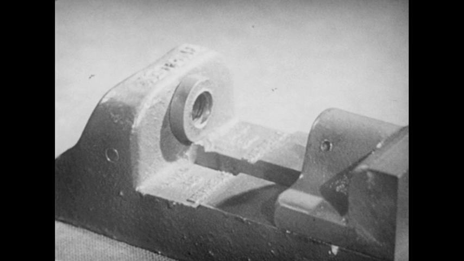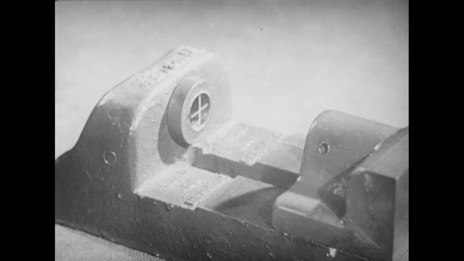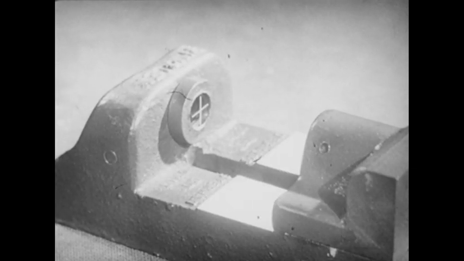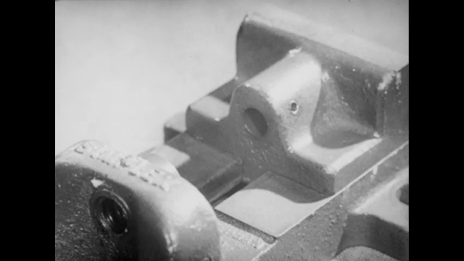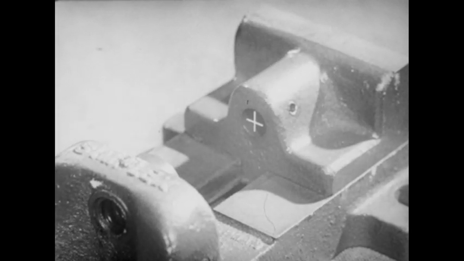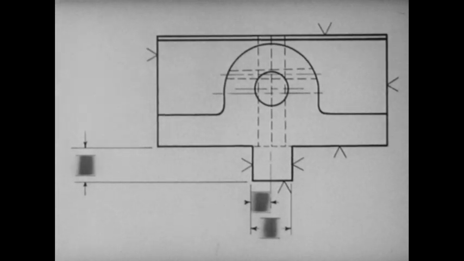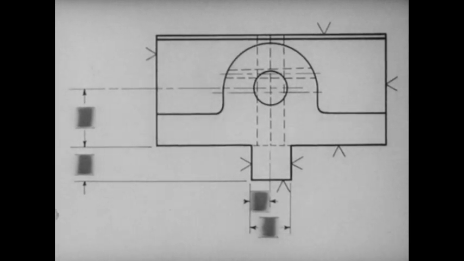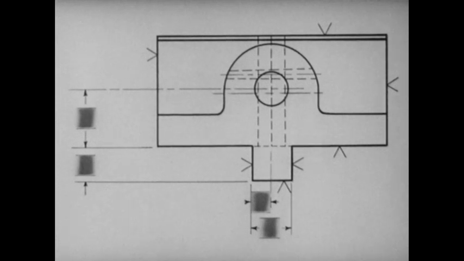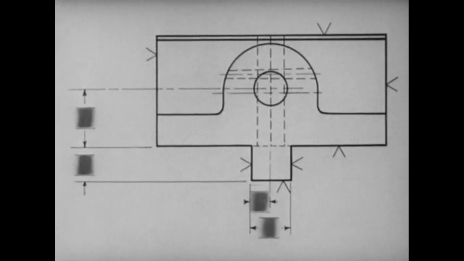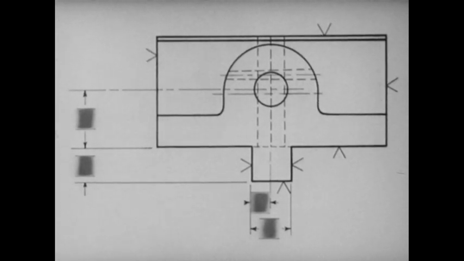Give the distance from the center line of the hole to the base bed surface to correlate with the distance from the center line of the hole to the base of the movable jaw. Show the distance from the center line of the hole to the base of the movable jaw on the front view, because their relationship shows best in this view.